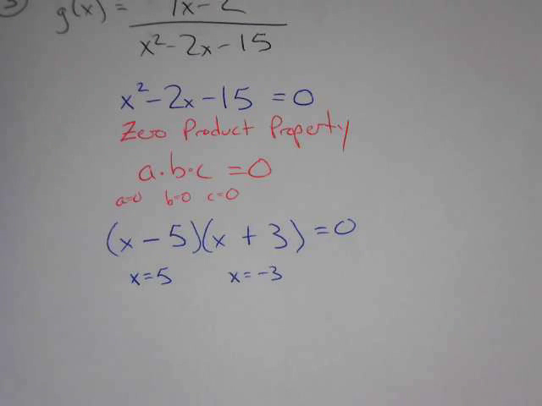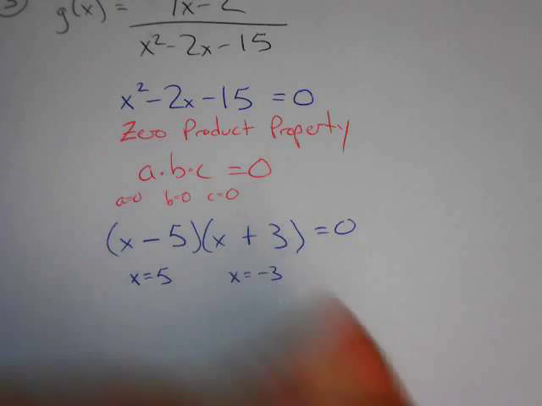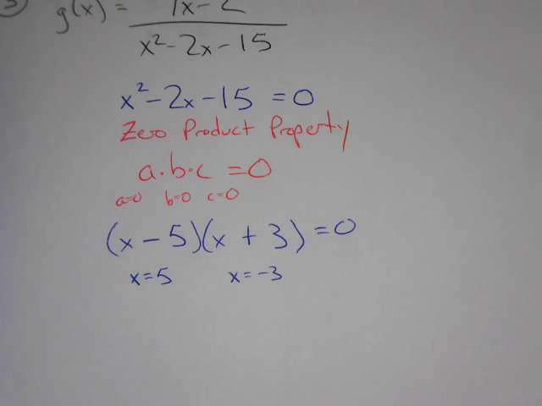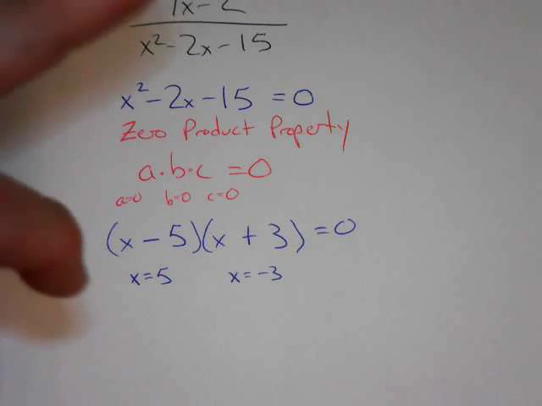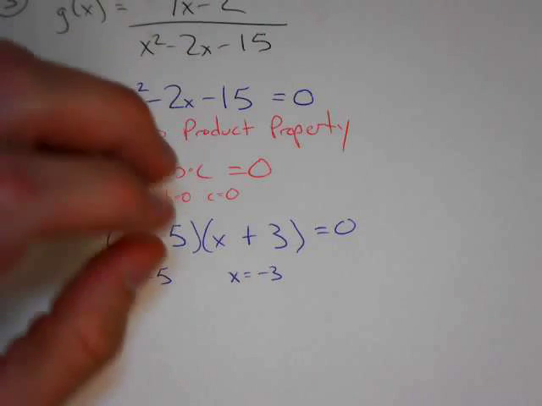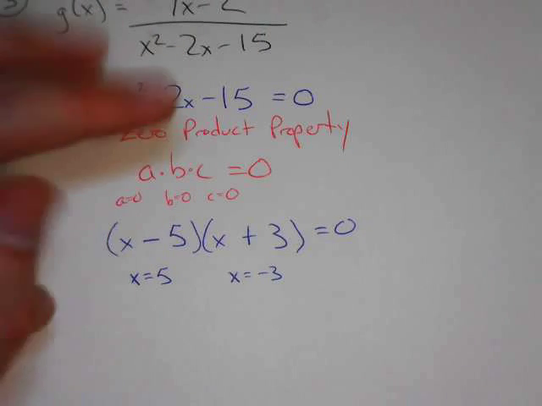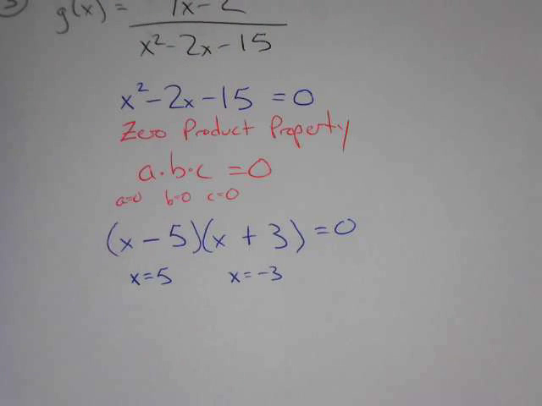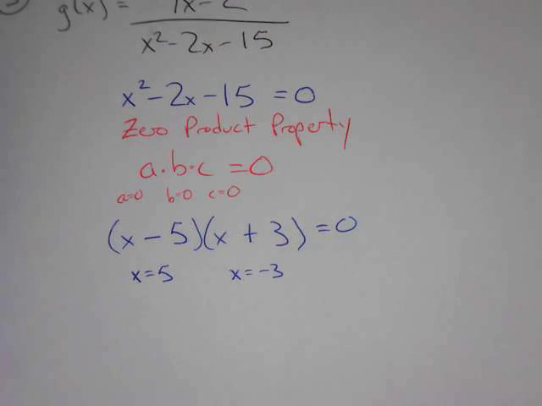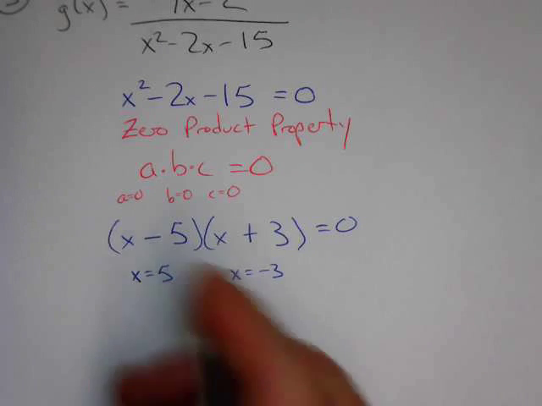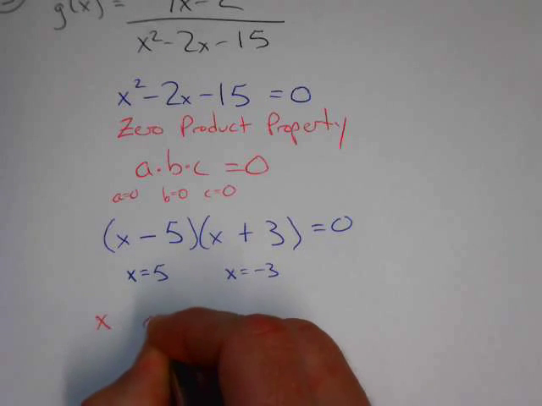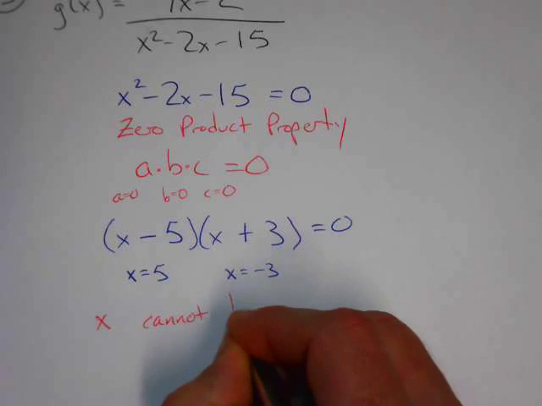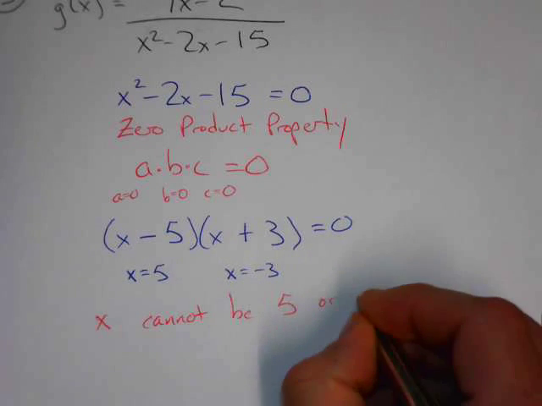And again, if that's a problem for you, pause here, go back to the previous unit on polynomial equations, and look for the video notes on solving polynomial equations. So we have our restriction. Basically, this is what we're saying: x can't be either of these. So x cannot be 5 or negative 3.